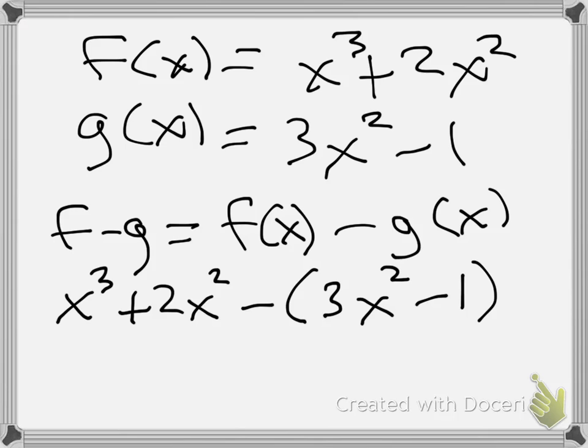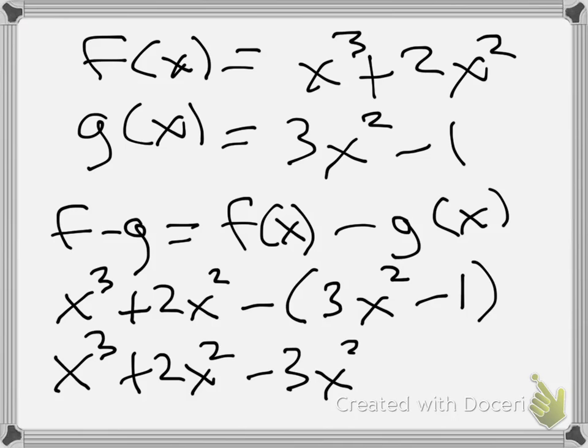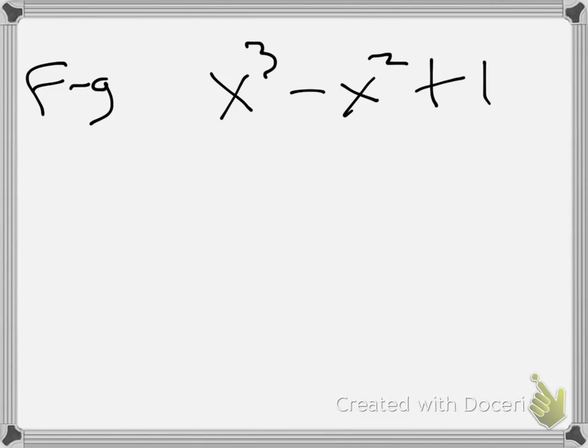So now I can distribute the negative here. So I've got x cubed plus 2x squared minus 3x squared plus 1. And so that's x cubed minus 1x squared plus 1. So we have x cubed minus x squared plus 1, and like I said at the beginning, subtracting, adding, or multiplying polynomials gives you another polynomial. So this is the polynomial f minus g of x.